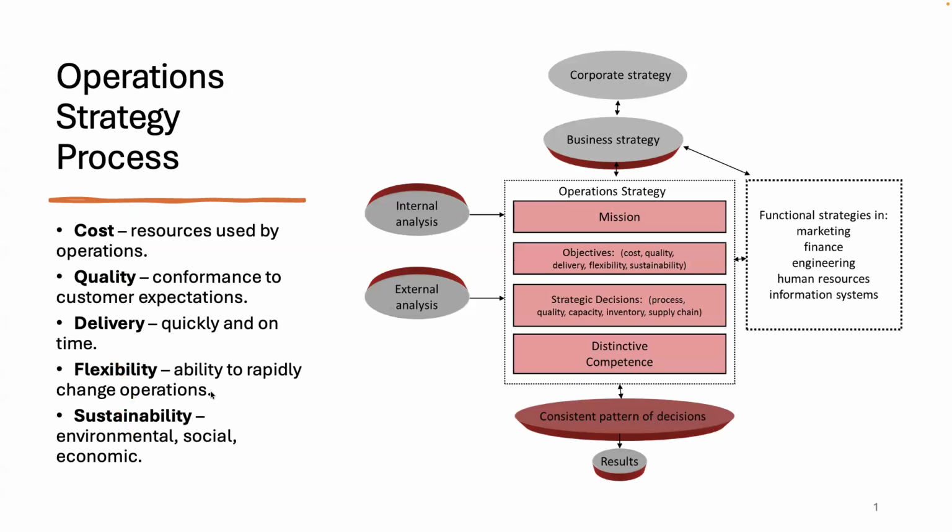Cost objectives might be stated as a dollar amount, as a percentage of total revenue, or as a relative position. Quality objectives could involve customer satisfaction, defect rates, or scrap rates. Delivery objectives often focus on lead time or speed. Flexibility refers to how quickly operations can adapt, such as the time required to introduce a new product. Sustainability objectives usually involve environmental, social, or economic performance indicators.